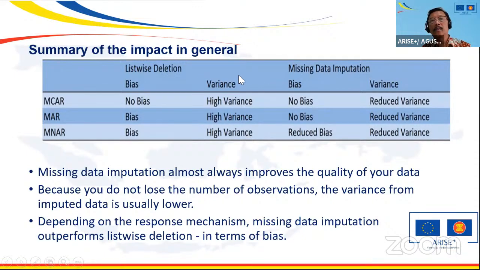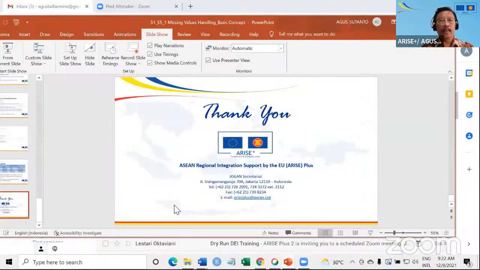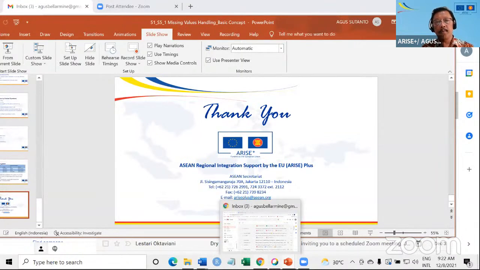And if we do data imputation, the variance can be reduced, and bias can also be reduced. But for MAR, actually we can have no bias if we apply the proper method. So this should encourage us to do some imputation, especially later after I show you the methods in action.